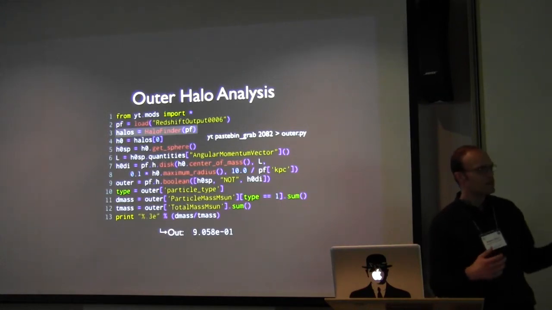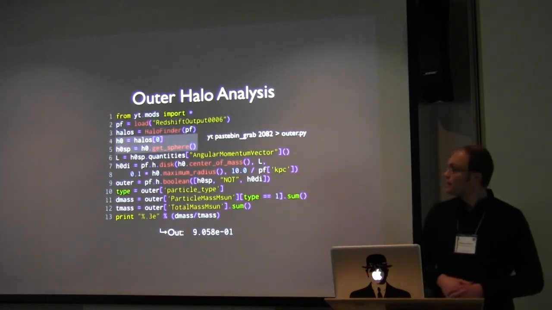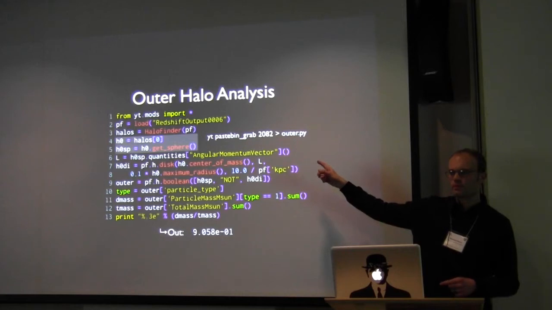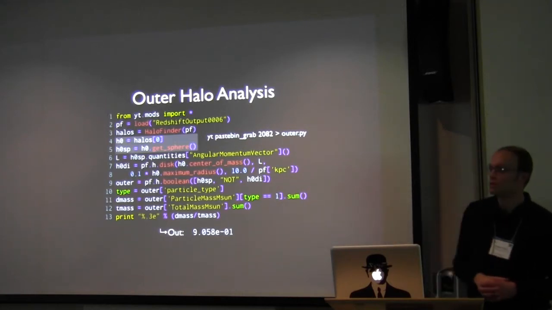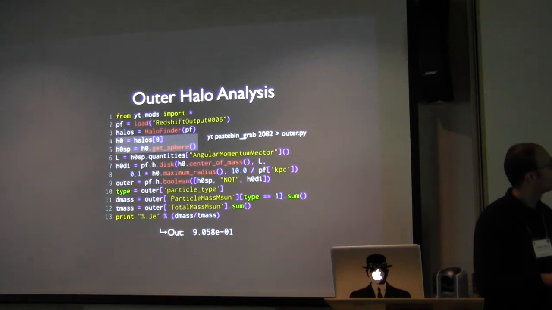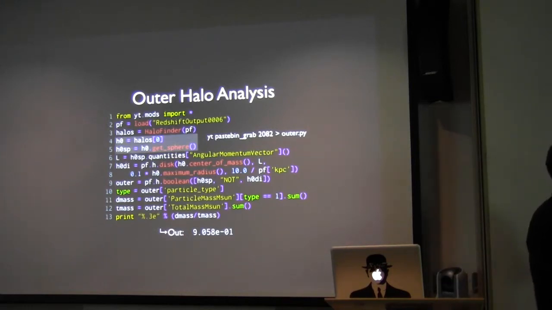So line 3, I find the halos in my data set. Right here, by the way, you can take a look at this script for yourself. It's 2082. But I don't think we should run it right now unless you really want to, because we're a little behind time. It's okay. These next two lines, I've gone to the halos and I'm pulling out the first halo.